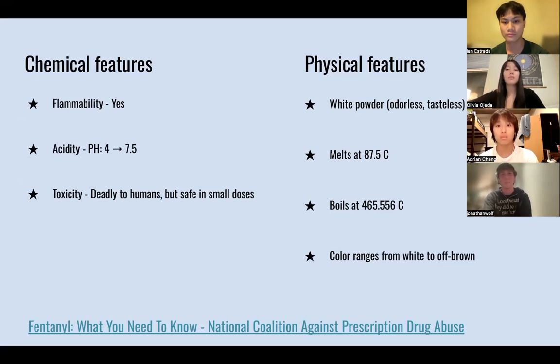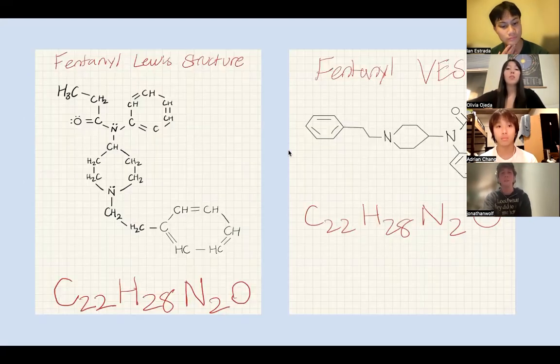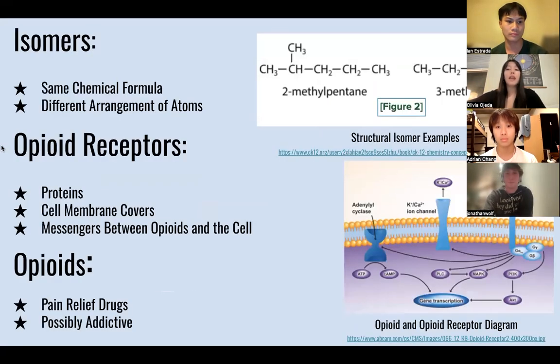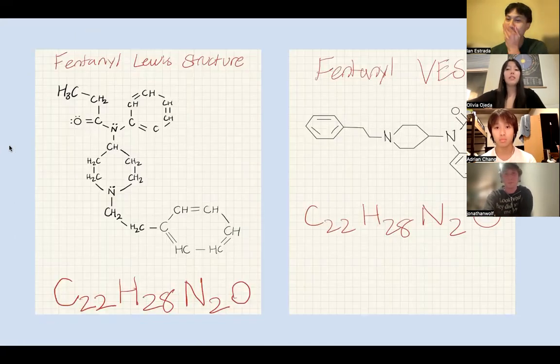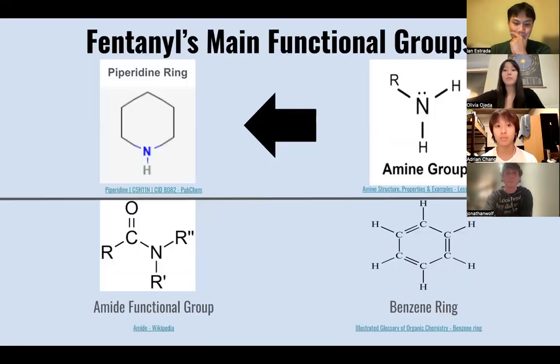Fentanyl is composed of carbon-22, hydrogen-28, nitrogen-2, and oxygen-1, and it contains several functional groups built around a piperidine ring. As you can see in the Lewis structures and the Vesper drawings we made, a fentanyl molecule has a long carbon chain with several different rings. A piperidine ring is the main structure in fentanyl, and it's also the key structure found in most pharmaceutical drugs. Piperidine rings have 5 methylene groups, which is 1 carbon bonded to 3 hydrogens and 1 amine group.